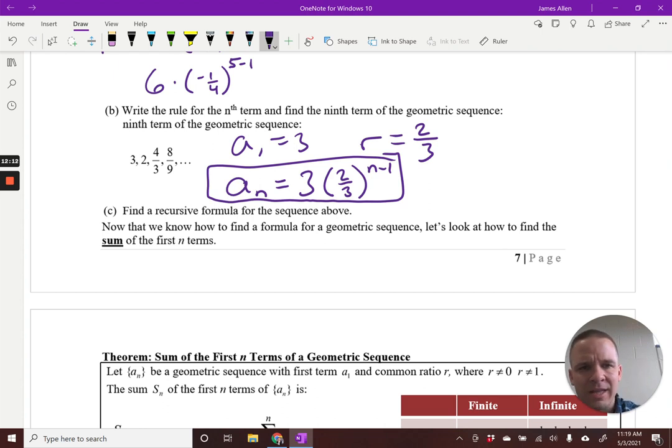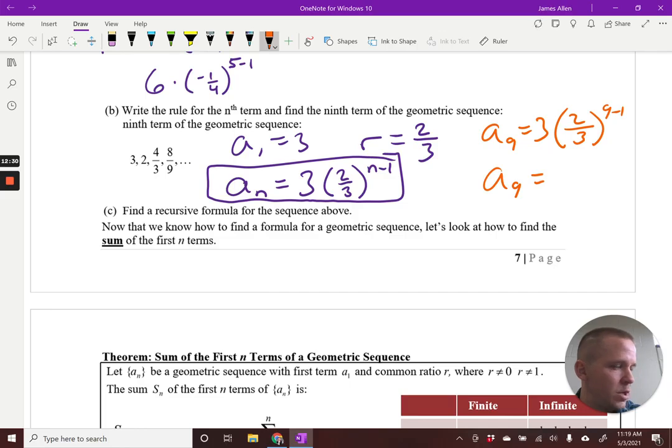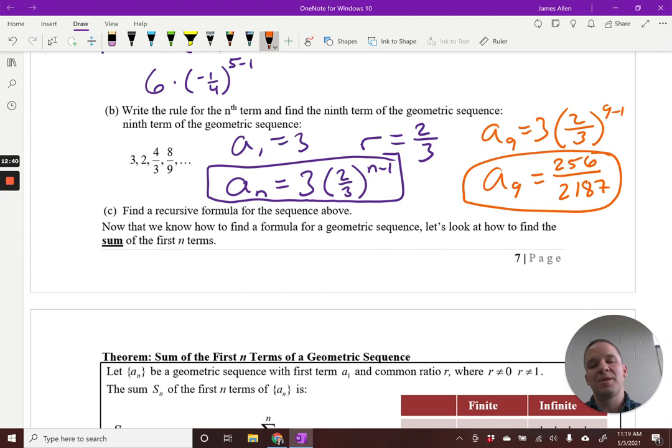Now, if I want to get the 9th term, I'd plug 9 in. A sub 9 is equal to 3 multiplied by 2/3 raised to the 9 minus 1. So that would end up being 256 divided by 2,187. I didn't do that in my head. All right. Awesome. Fantastic.